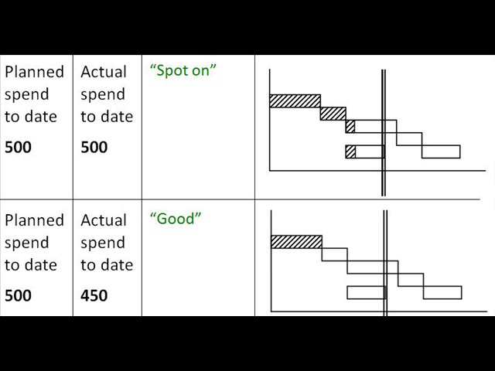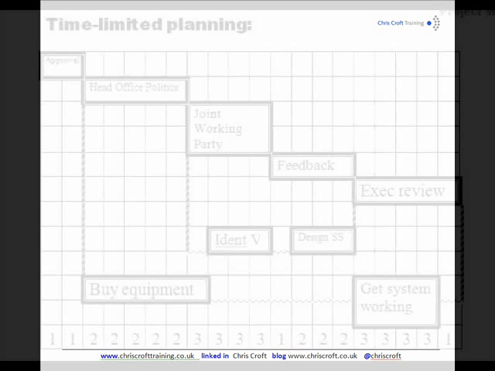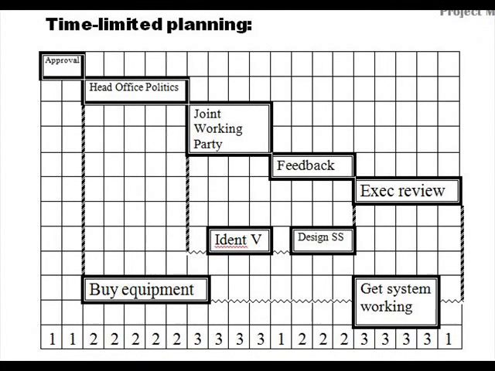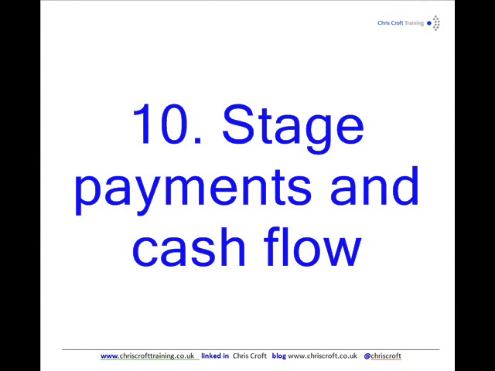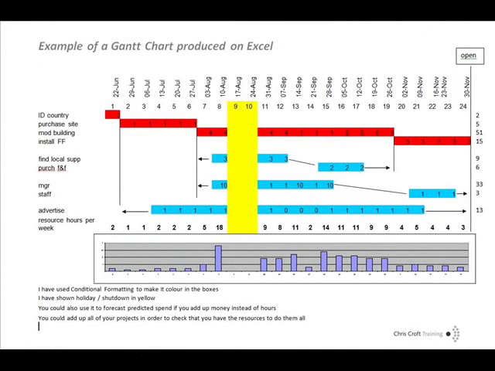Number 9, predicting your spend profile. With a Gantt chart, you can see what you're going to do when, and therefore when you're going to be spending the money. Particularly the expensive bits, you can see when those are going to happen, and you can plan for that. Number 10, planning when stage payments are likely to come in as you complete parts of your project so that you can plan your cash flow.